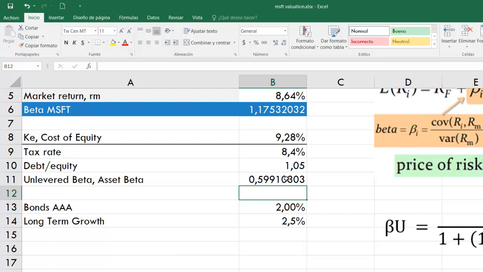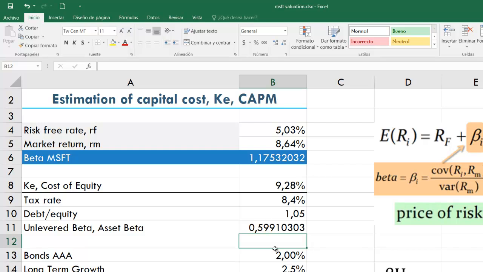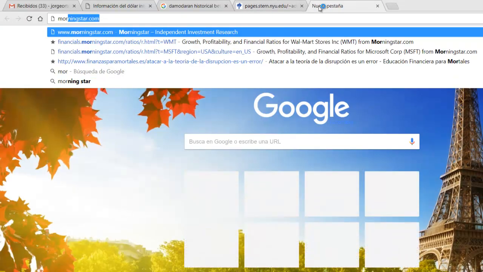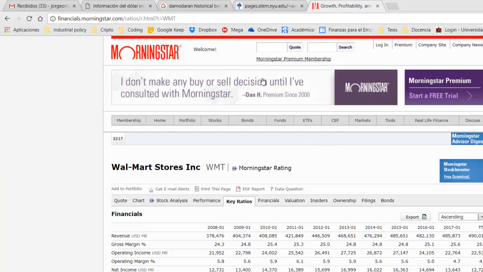And last, in order to estimate the valuation for the company in this sheet, I suggest you find what the AAA or best quality bonds of your company are actually paying as a yearly return. I found out that Microsoft is paying 2% on AAA bonds. To find that for your company, you might want to go to Morningstar. Just wait a second till it loads.